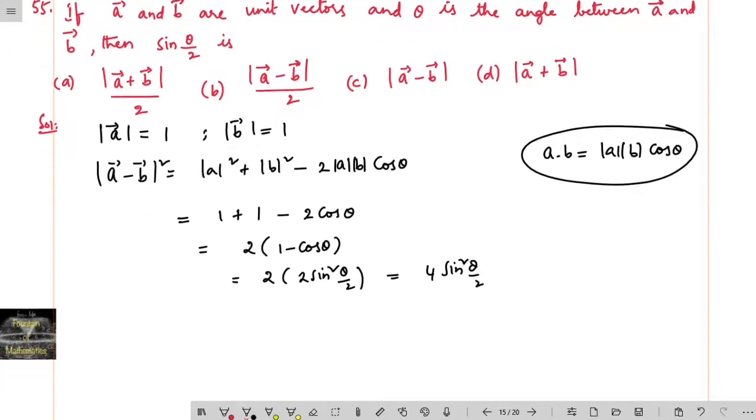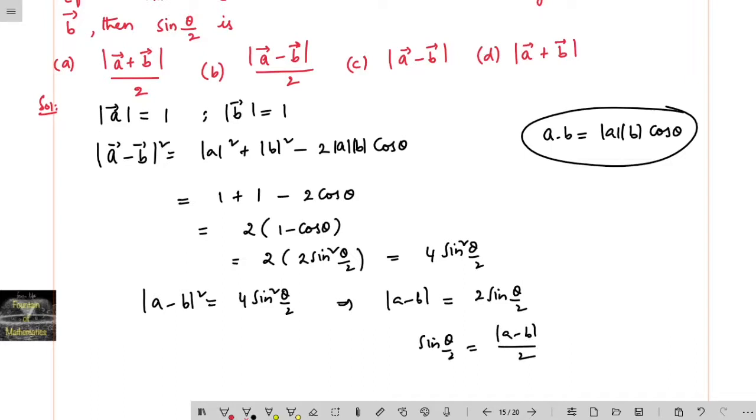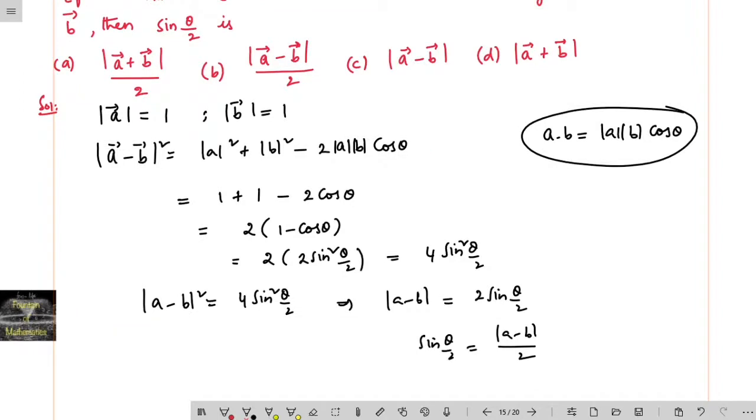So mod of a minus b whole square is equal to 4 sin square theta by 2, which implies mod of a minus b is equal to 2 sin theta by 2. Okay, so we can write sin theta by 2 is equal to mod of a minus b divided by 2. Which option? So we can go with option B, right?